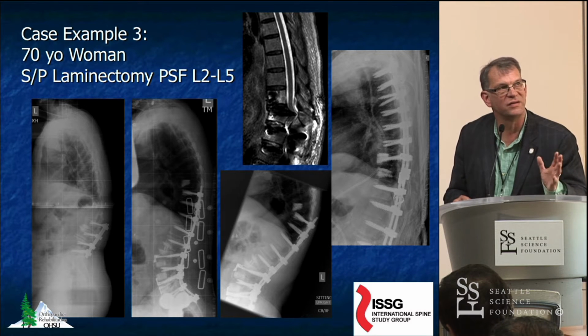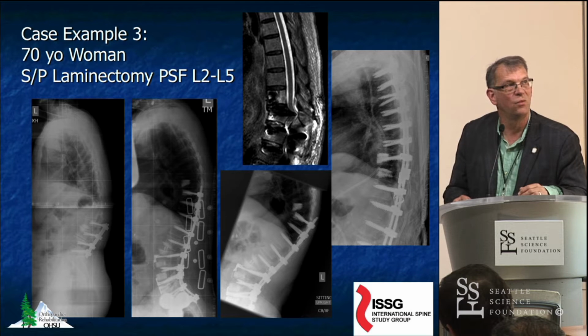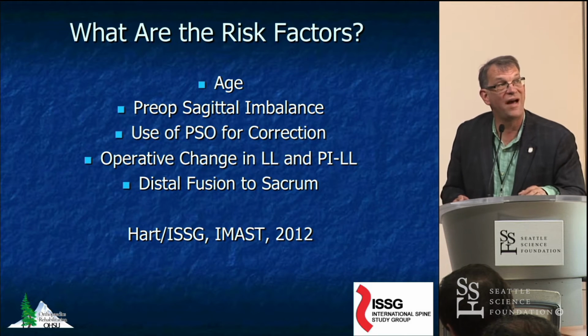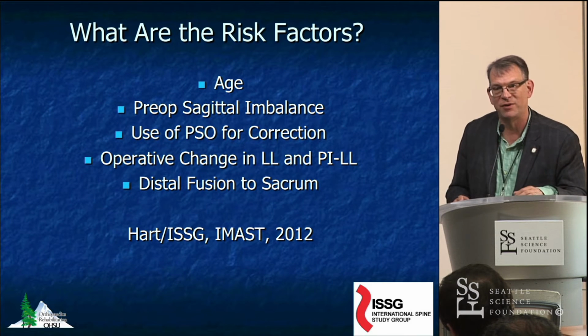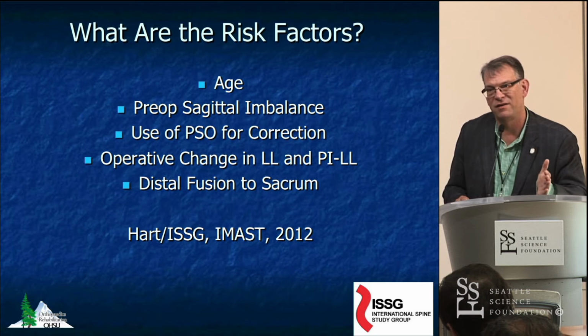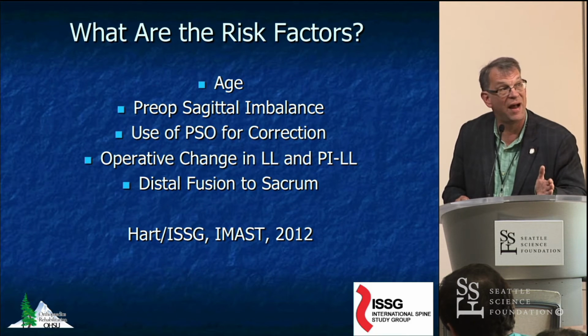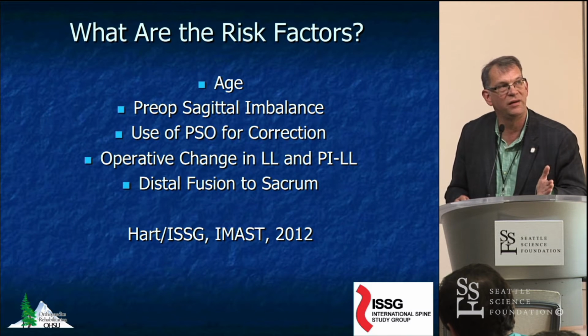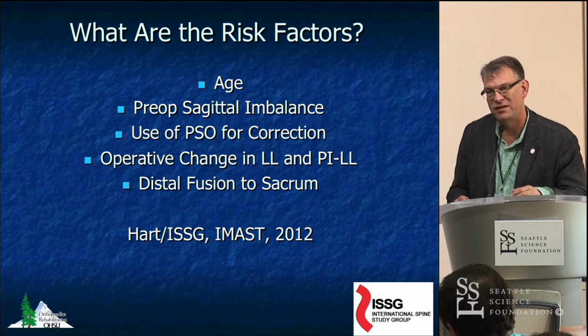And obviously this is something we need to understand better to avoid this kind of risk for our patients. So what are the risk factors? Age is clearly one that's been demonstrated in a number of studies. Use of PSO for correction, as well as the extent of the preoperative sagittal imbalance. And then in addition to that, the operative change in the lumbar lordosis and the PI minus LL mismatch.